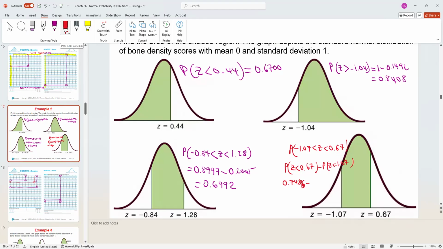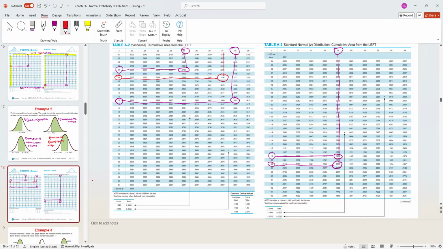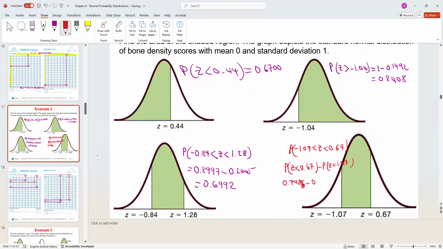Okay, now let's go for negative 1.07, negative 1.0. Well, I can just continue 1.0 until we get to 7. This is 7 right here. So that means I can go all the way down and 0.1423. When you subtract these two, what do you get again? Answer should be 0.6063.